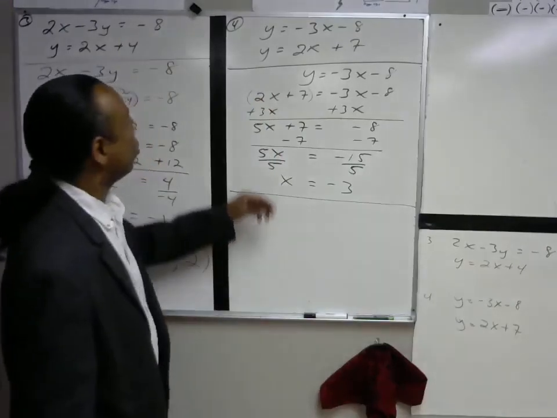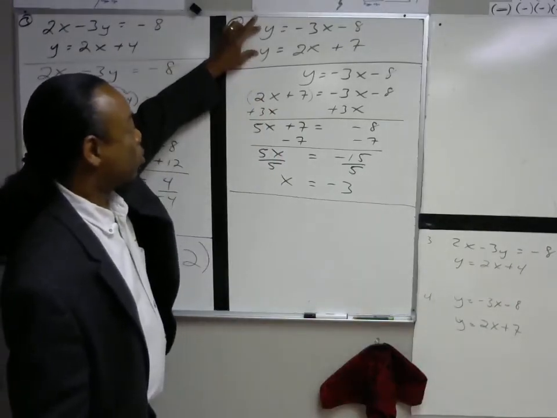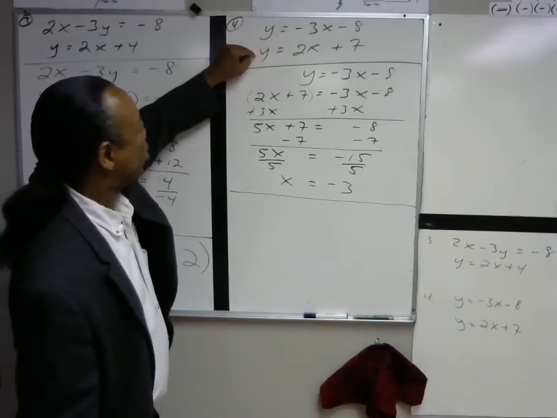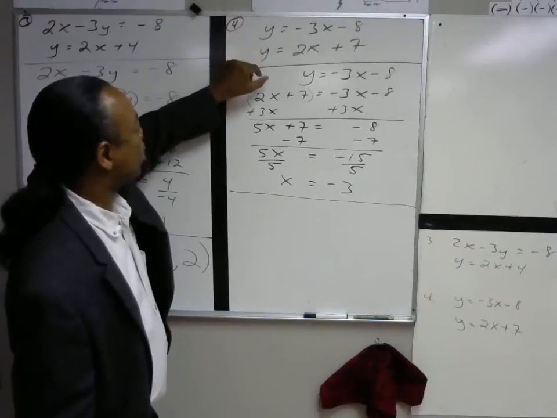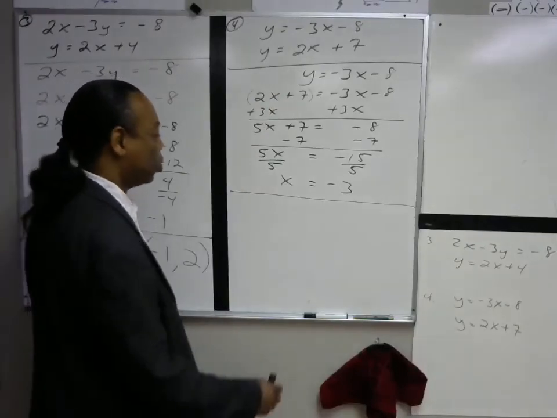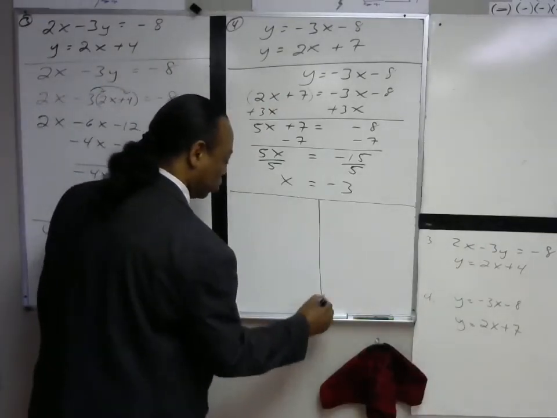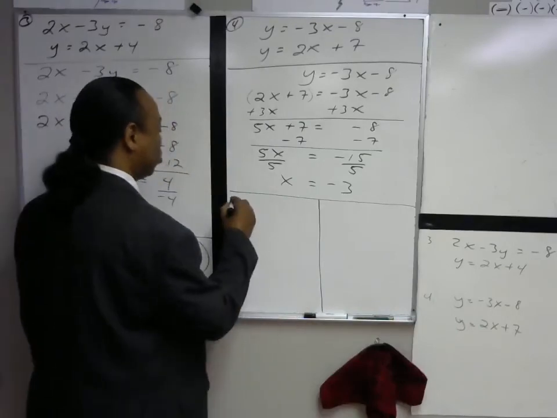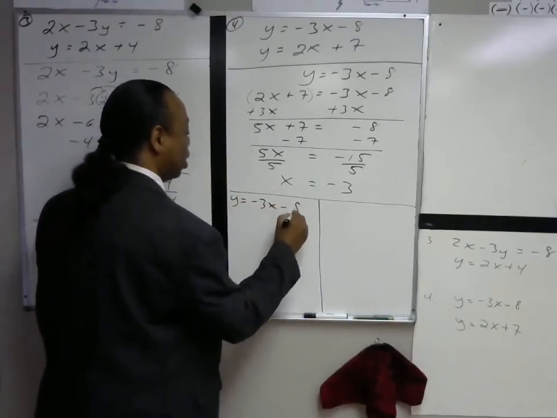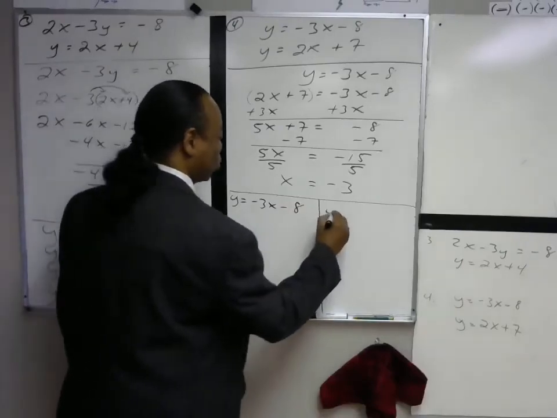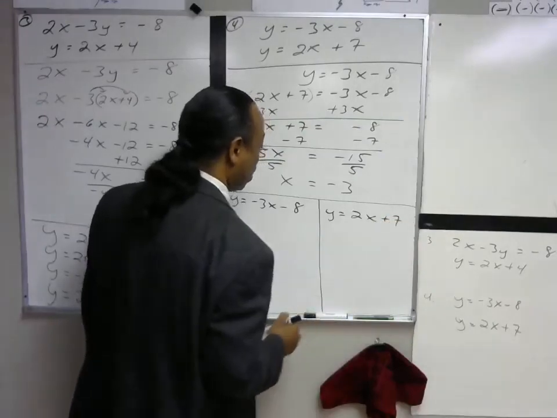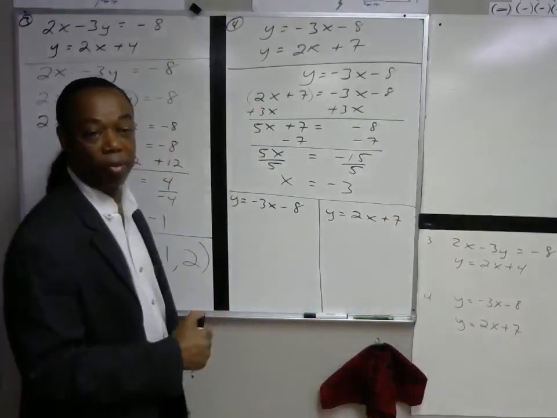We can use either equation since we have y equals on both. I'm going to choose the first one because there's a lot of negatives, just to get us through the negatives. And maybe I'll do it twice, for both equations, just to show that it works fine. So we have y equals -3x minus 8. We also have y equals 2x plus 7. I'm going to substitute the -3.